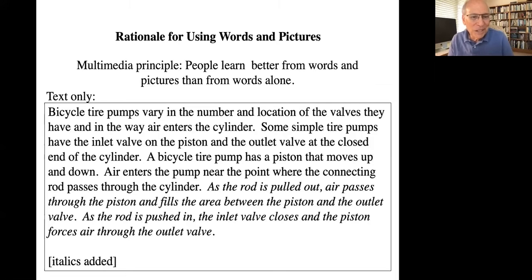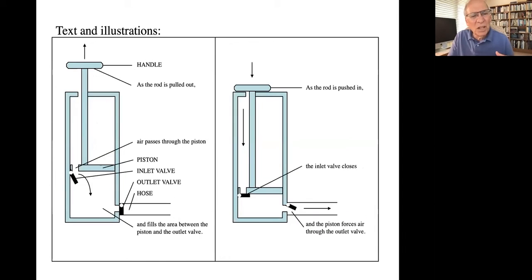Air passes through the piston and fills the area between the piston and the inlet valve. As the rod is pushed in, the inlet valve closes and the piston moves down, forcing air through the outlet valve. When I ask students to read this and then take a retention test and a transfer test, they remember some of the material on a retention test, but they do not do well on a transfer test. That led me to think about how we could help them.